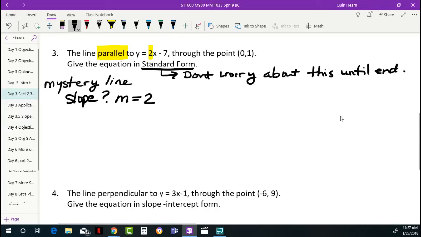And then in some way, shape, or form, they also have to give us a point that our mystery line goes through. They're telling us that that point is the point 0, 1. So we have a slope and a point, so we know we can find the equation of a line. That's all you need. Okay, but it would be nice if that point's a y-intercept. Can you tell me, is 0, 1 the y-intercept of our mystery line, and how would you know?